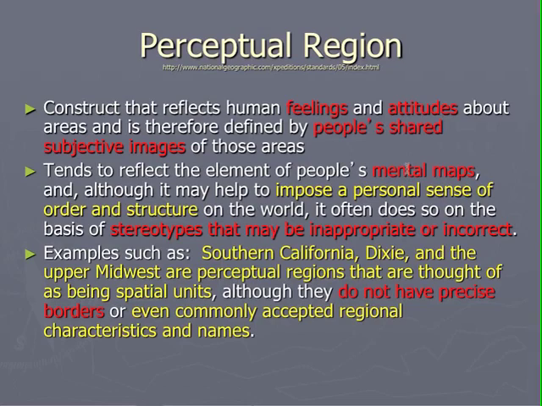Okay, so we impose a personal sense of order and structure, and we do that based on stereotypes. Now, those stereotypes may not be correct, but they are still there, and that's what we mean by perception. You perceive it to be a certain way.